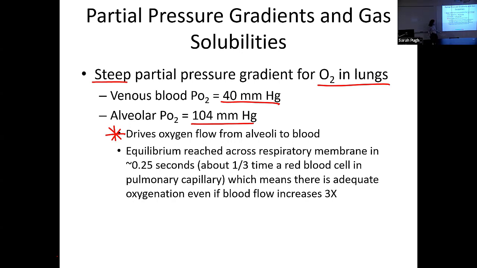That's how diffusion works, right? Equilibrium will be reached really quickly. Usually it's in 0.25 seconds. That is about 1/3 of the time that red blood cell is around the lungs. That's important. You want it to be really fast because even if your blood flow goes up 3 times, you're exercising, cardiac output's going up, if your blood flow increases, it's okay because you are able to diffuse that oxygen much faster than at rest. So you're able to continue to diffuse it appropriately when you're exercising. Okay, even if you speed up blood flow.